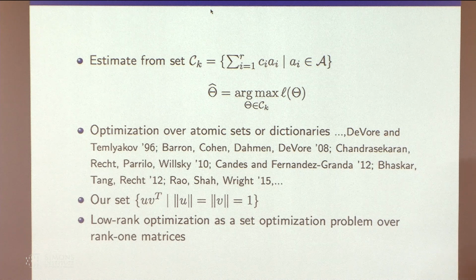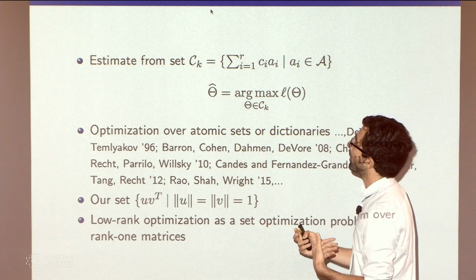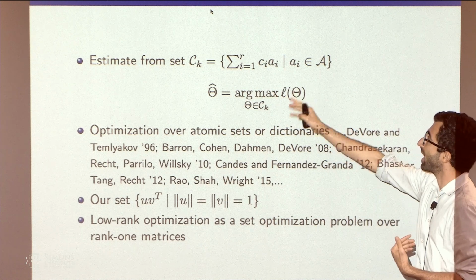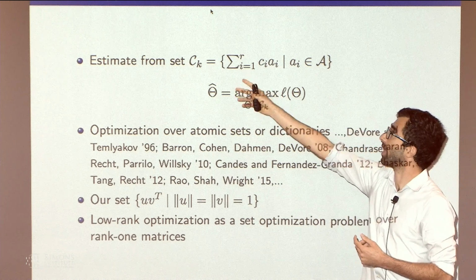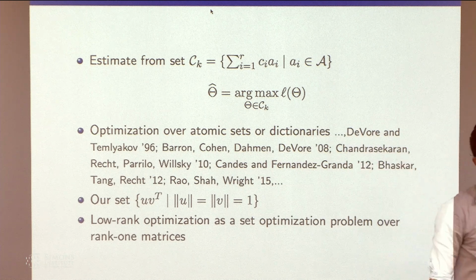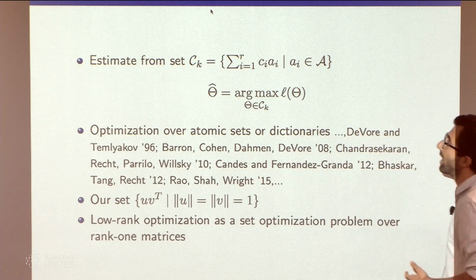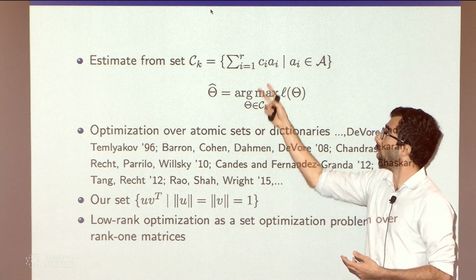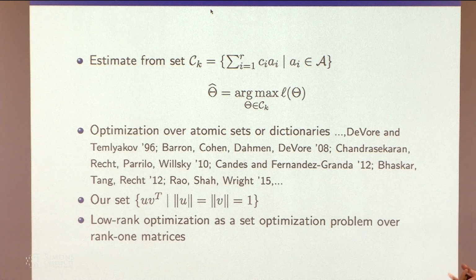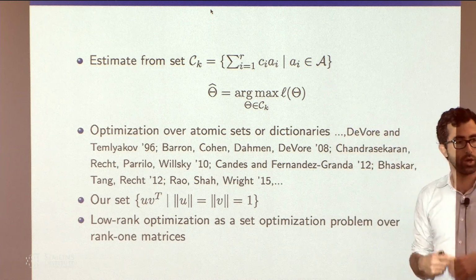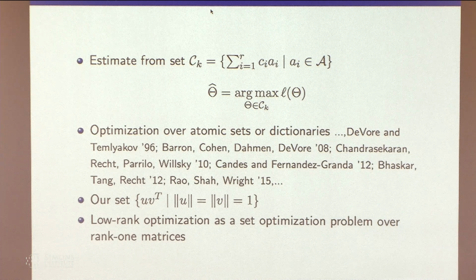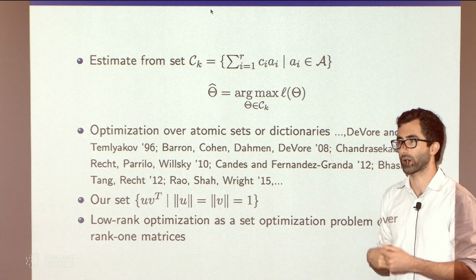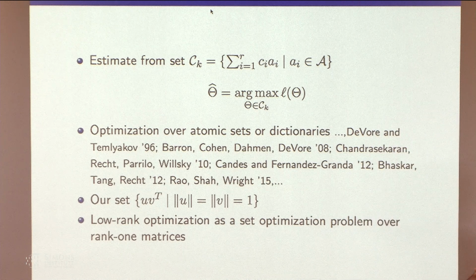All right. So we're going to do that by connecting the problem to atomic approximations. What does that mean? We want to estimate from some set C_k, where C_k is the set of all k combinations from some atoms. So C_k is the sum from i equals 1 to k of c_i a_i, given that a_i come from some atomic set. And what we want to do is find theta hat, the argmax over the set of theta. Obviously for rank R matrices, we can just take the atomic set to be rank 1 matrices of operator norm bounded by 1. And so now this general framework has a very long history with all sorts of different types of recovery guarantees, sometimes rediscovered, sometimes applied for different settings.